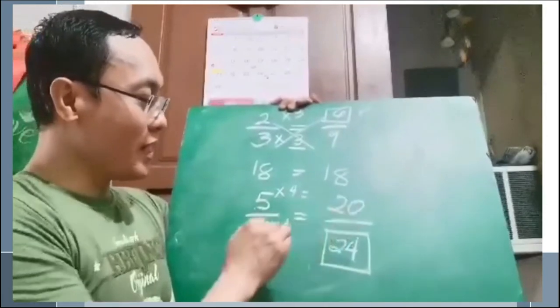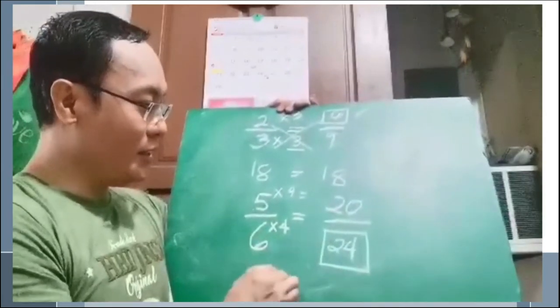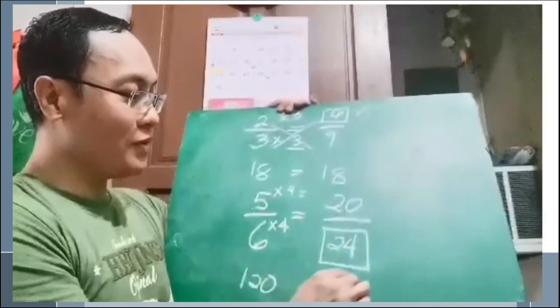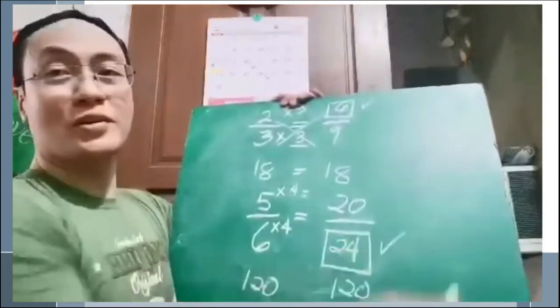To check, 20 times 6 is equal to 120. And 24 times 5 will give you 120. So the answer is correct.